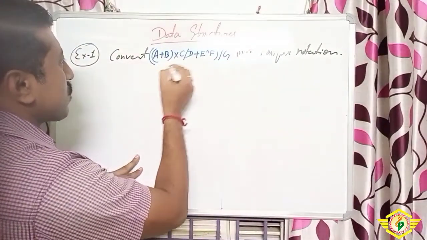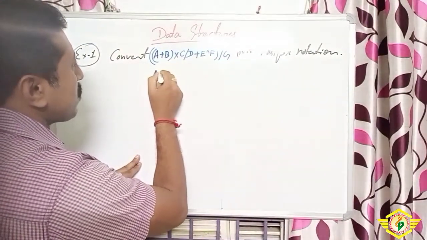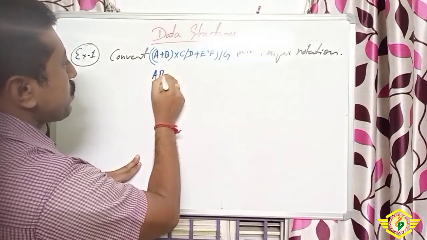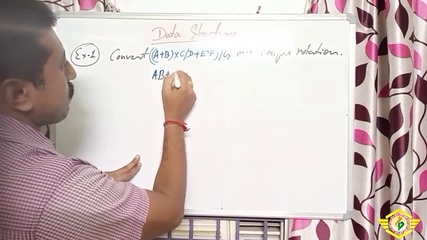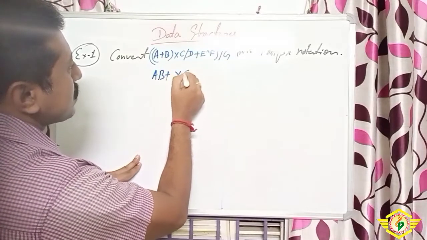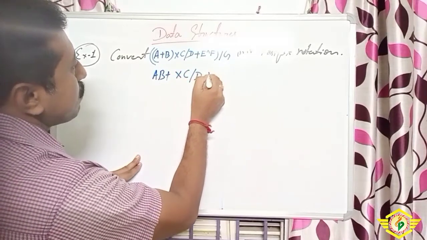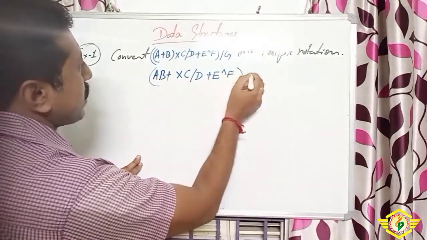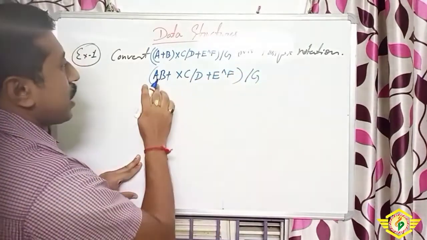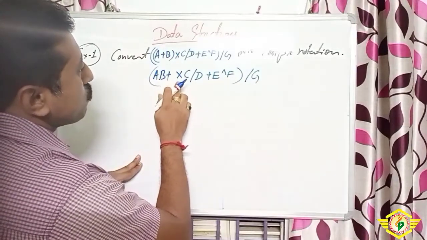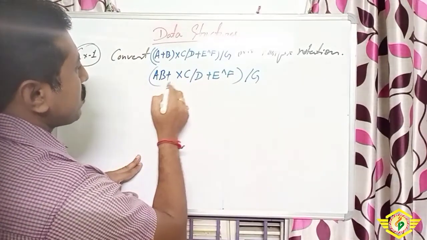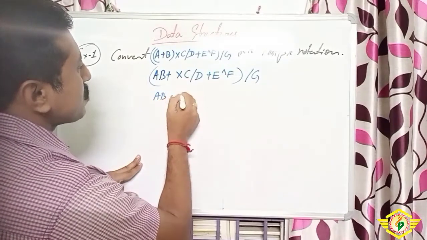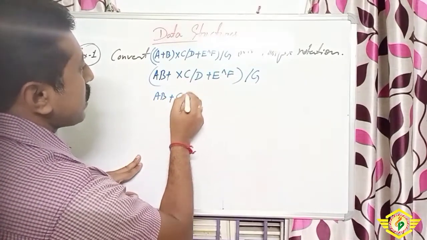First, according to the formula I told you, a plus b, this within the bracket we will do first. So it will be ab plus, and after that you write the multiplication sign, c by d plus e caret f, and within the bracket, that is by z. After ab plus, we can go from left to right, this multiplication sign we can do.